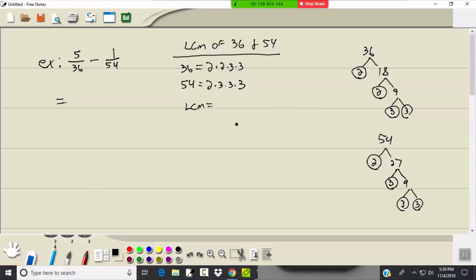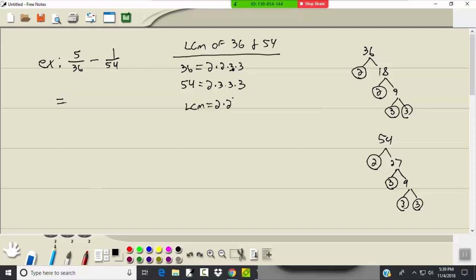So then our LCM. We'll start with our first prime, which is 2. And I'm looking for the greatest number of 2's on any single line. There's 2 of them here, 1 of them here, so the greatest number of 2's on any single line is 2 of them. Notice I'm not counting how many there are total. I'm looking for the greatest number on any single line.